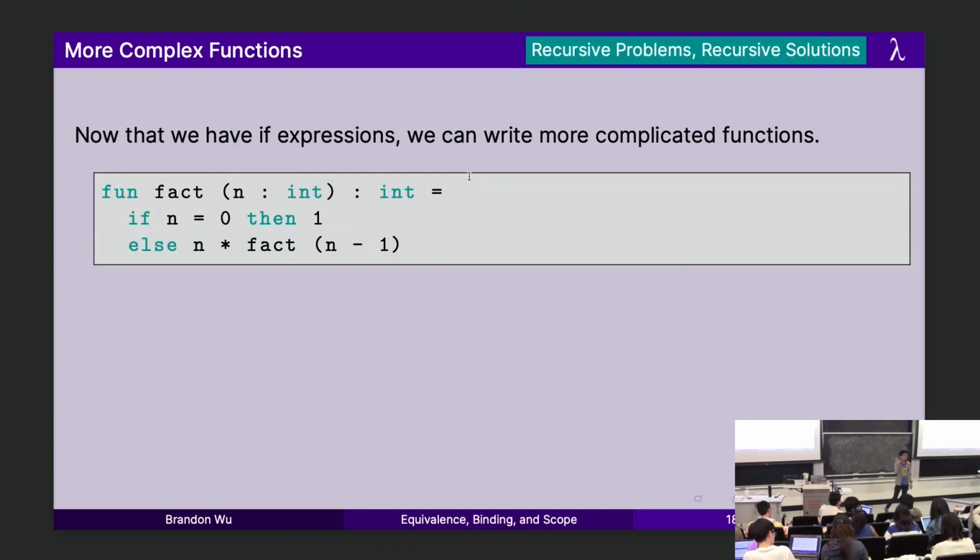Okay, we can write the factorial function I told you about earlier using a fun declaration. So it's fact that takes in an input. If the input is 0, then it returns 1. Otherwise, it'll return n times fact of n minus 1. This is clearly the factorial function, right?